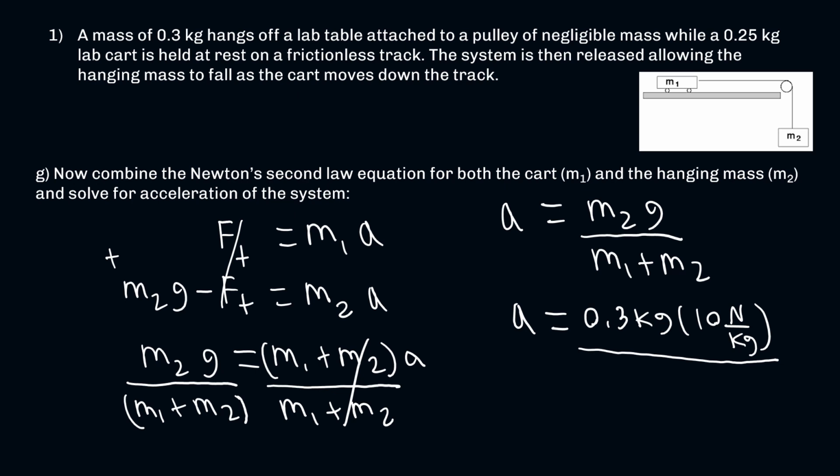On the bottom there we had our masses. m1 was the cart, that's 0.25 kilograms plus 0.3 kilograms for the mass of the hanging mass there. Then you're just going to plug this into your calculator. There on top you have 0.3 times 10. That's going to be 3 over 0.25 plus 0.3. And you're going to have here 3 divided by 0.55 is going to give me an acceleration for this system of 5.45.